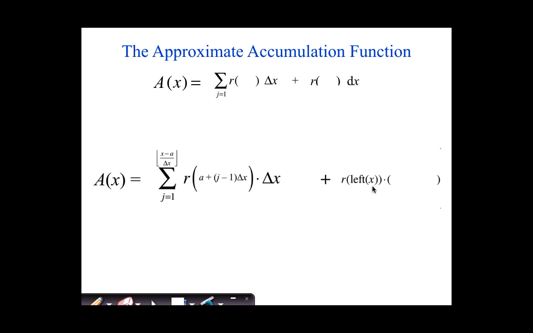And then this current interval, I haven't quite used it for delta x yet, otherwise it would have been a part of this sum. So it's going to be something less than delta x here, but x minus left of x, your current x value minus the x value at the left end of the interval, will tell you how long you have used that current rate.